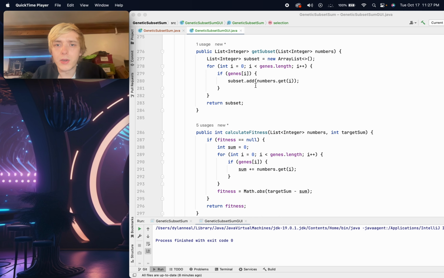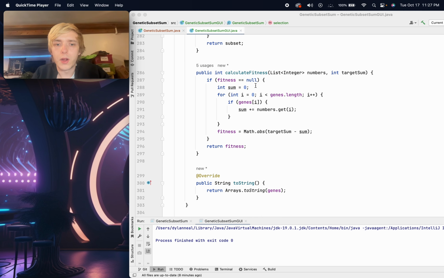And the final concept to understand is actually fitness. Fitness is a measure of how good a solution is concerning the problem. The fitness of a chromosome is calculated by measuring how close the sum of the selected numbers are to the target number. And that's the main points.